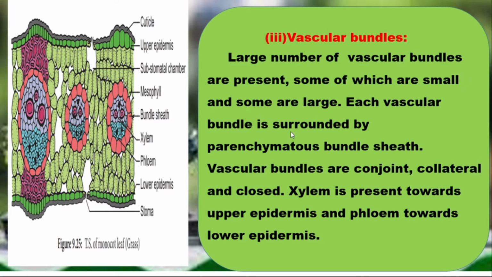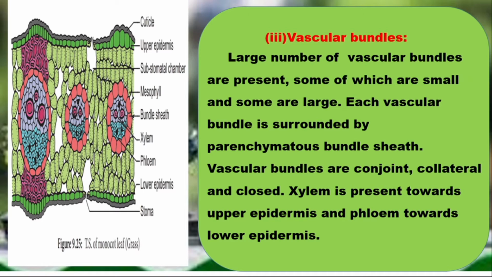Each vascular bundle is surrounded, which means around the xylem and phloem, there is a layer we call the bundle sheath. So this is the bundle sheath and this is another vascular bundle. Around that xylem and phloem, there is a bundle sheath, and this is also another bundle sheath. Vascular bundles are conjoint.